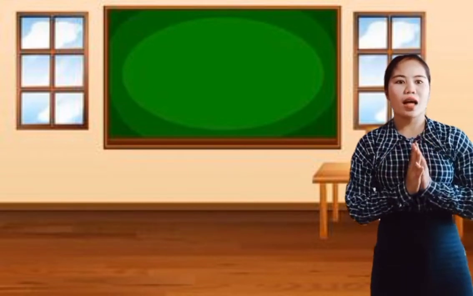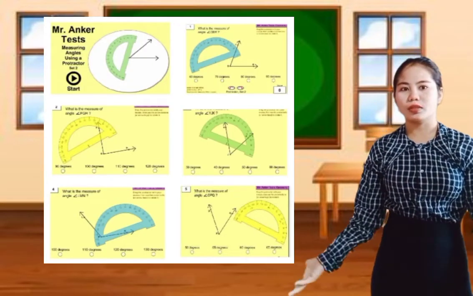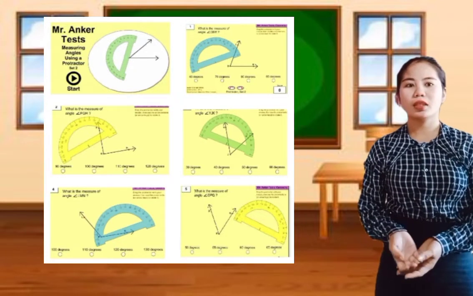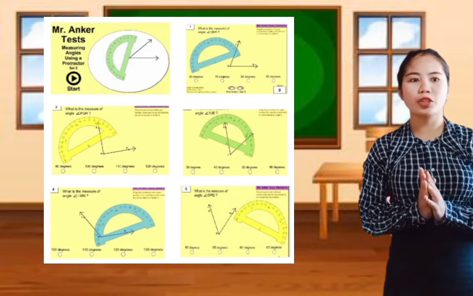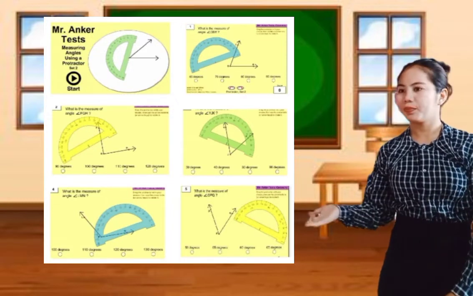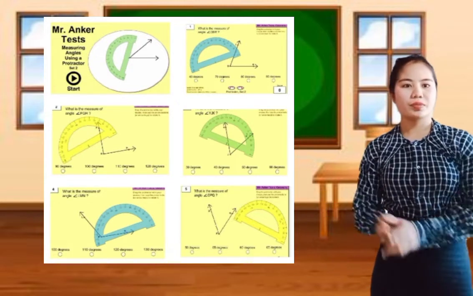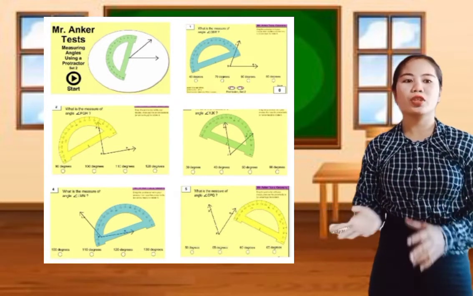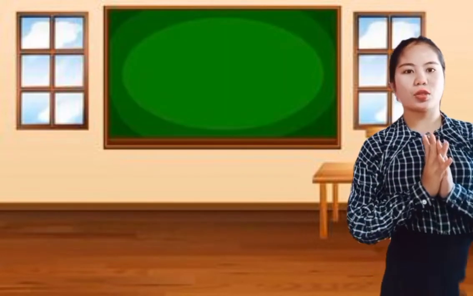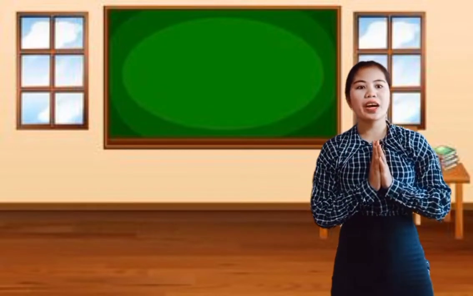Now we will have our oral recitation. Miss April answered the first one. What is the measurement of angle CDA? Yes, very good. Miss Hannah, answer number 2. What is the measure of angle FGH? Great. So, everyone gets a point. Everyone is listening to my discussion.